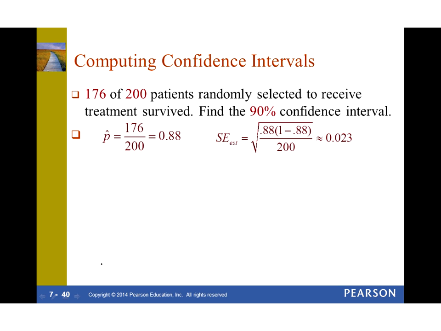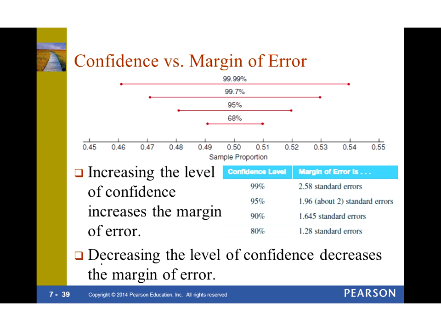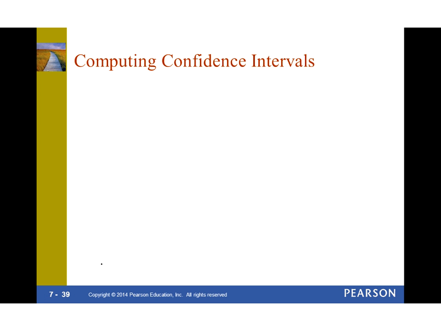176 of 200 patients randomly selected to receive treatment survived. Find the 90% confidence interval. So we find the proportion. Remember, we should take it through the central limit theorem test. I'm sure that the population of patients is more than 2,000, and I'm pretty confident 0.88 times 176 and 0.12 times 176 are both greater than 10.